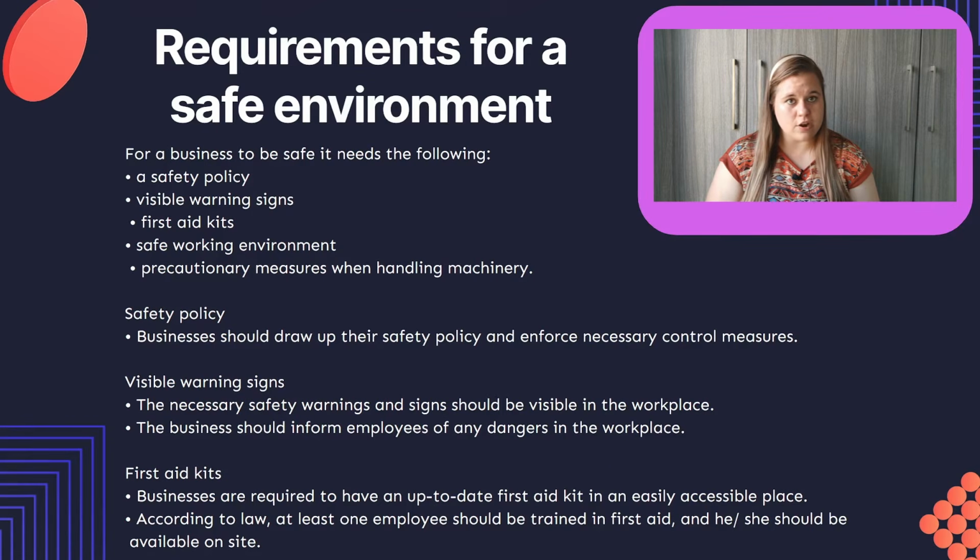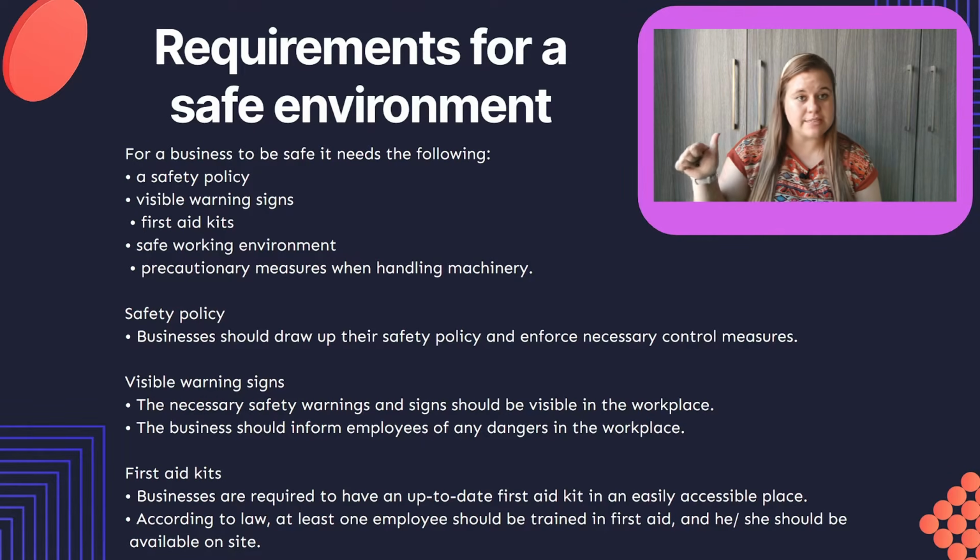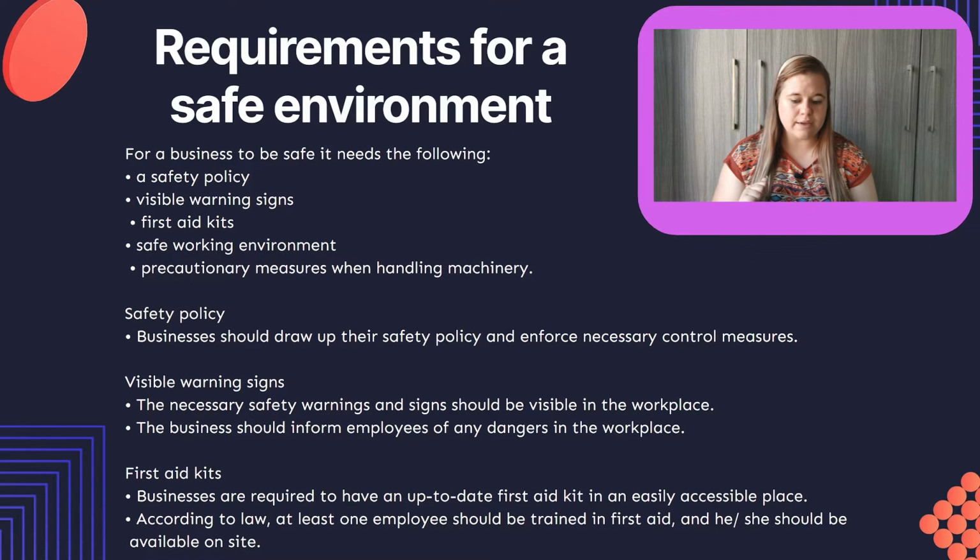Requirements for a safe environment. For a business to be safe, it needs to do the following. It needs to have a safety policy, visual warning signs, first aid kits, safe working environment, and precautionary measures when handling machinery. Okay, we're going to look at each one in further detail.